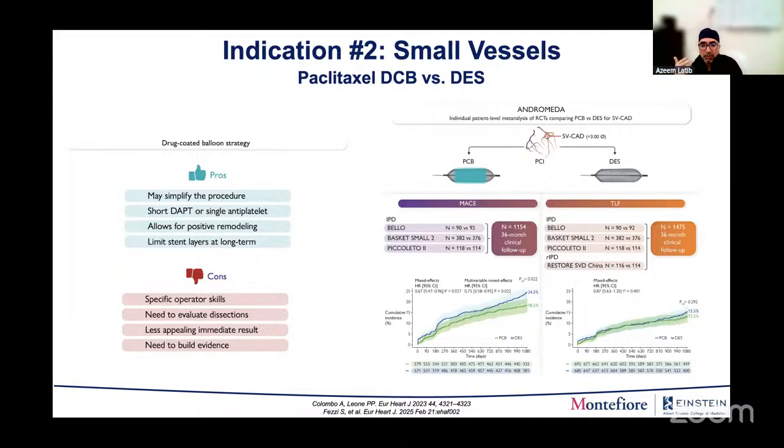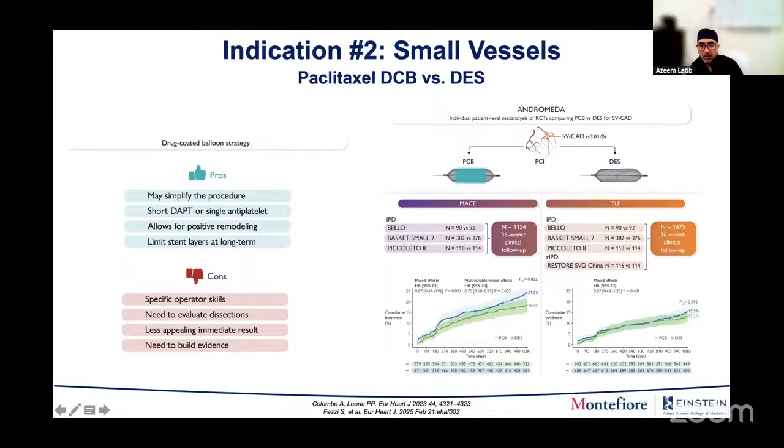The whole concept of leaving nothing behind. I really believe, this was my first interest in drug-coated balloons, was really small vessel. I still think this is probably one of the best indications. And to me, if you want to do de novo disease with drug-coated balloons, this is where you start. You start with small vessels. It's more forgiving. It's how you learn to use drug-coated balloons, and you get really good at it before you do large vessels. So I'd say that's the one thing.